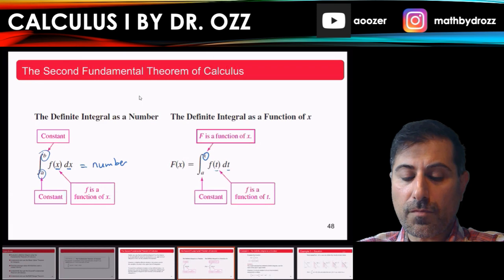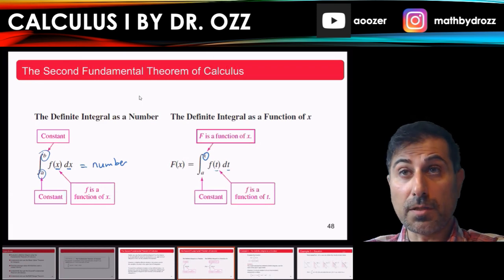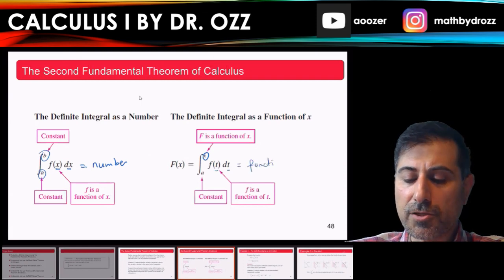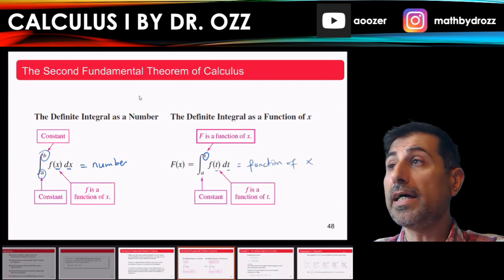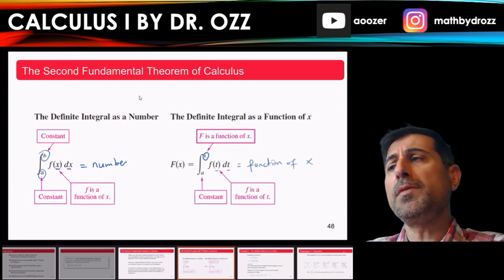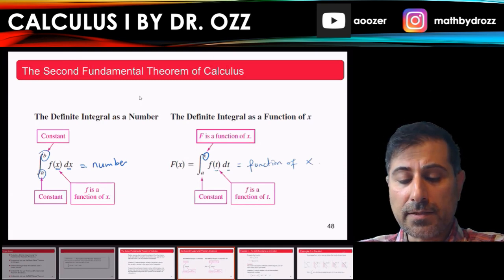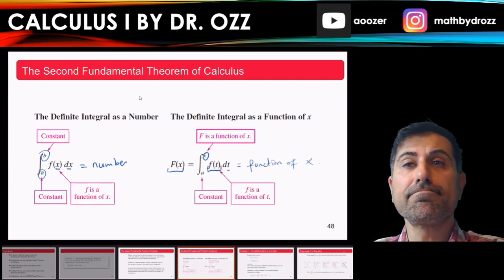Once you do this type of definite integral where the upper limit is x, the result is going to be a function of x, and we call that capital F of x. And in fact, the second fundamental theorem of calculus is going to relate this capital F to this little f.